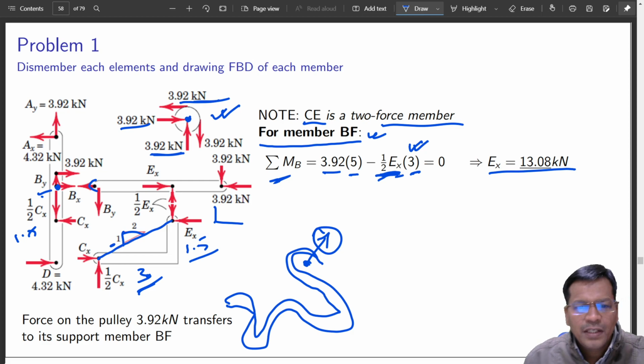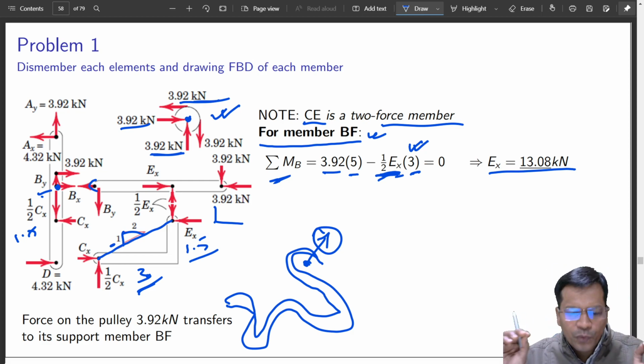Yes, it is always any two-point member which connects two points. Force is always along that direction, the line which connects them, irrespective of the shape. Irrespective, because it is balancing the same load.